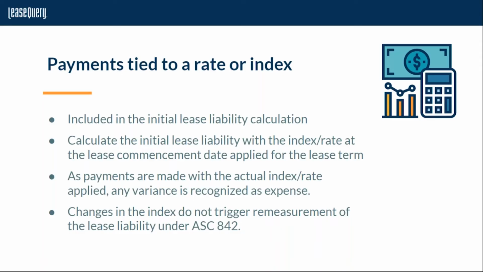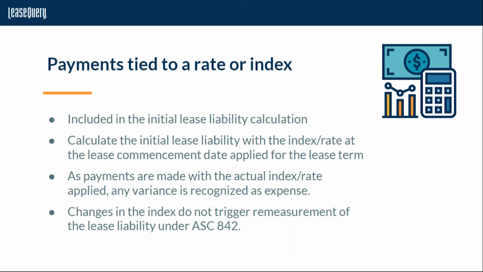Now let's go back to discuss variable payments that depend on an index or rate. These are included in the initial lease liability calculation. The Consumer Price Index, or CPI, is a good example of an index which lease payments may be based upon. You've probably seen a lease agreement with base rent payments increasing by CPI annually. Like the mileage payment example from earlier, the CPI in effect when the lease begins is known, and can therefore be used to calculate the initial lease liability with the index or rate at the lease commencement date.